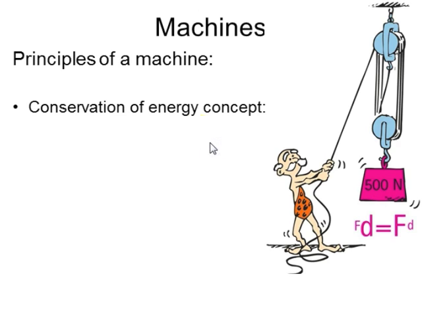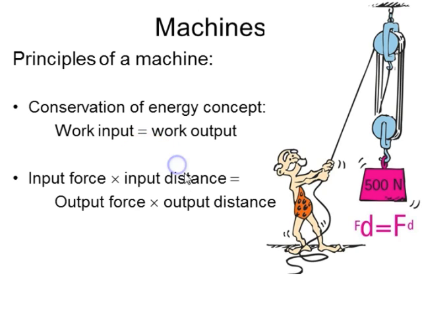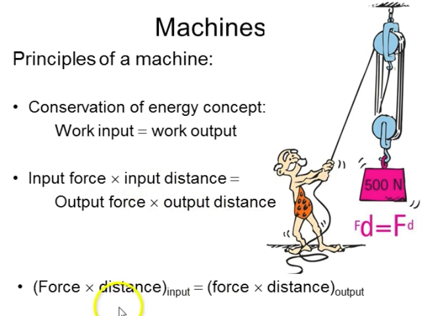The principles of a machine are based on the conservation of energy, which is that the work you input is going to be equal to the work that you output. That's if there are no losses. If you look at work in terms of force times distance, the input force times the input distance equals the output force times the output distance.